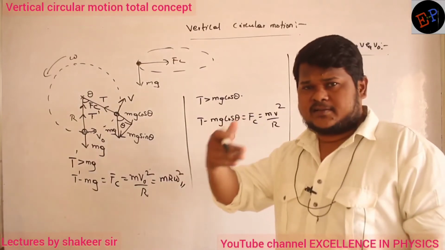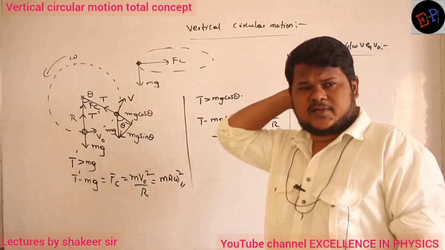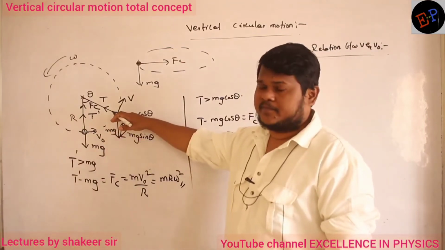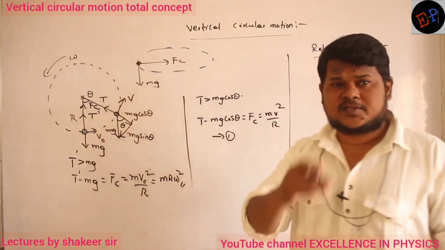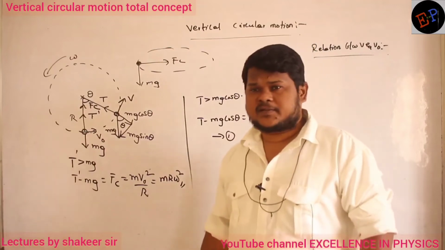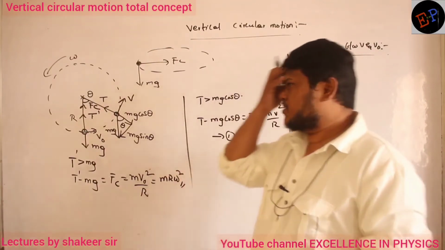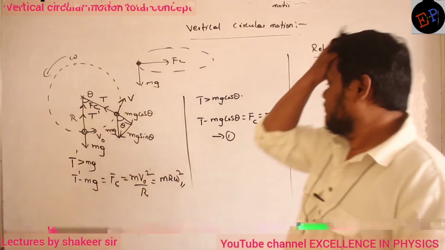Already we studied this somewhere in Newton's laws, I think. When the body covers an angle of theta, how much vertical height will the pendulum cover? L into 1 minus cos theta. Already we have studied this. Are you able to understand? So we will see it once again.